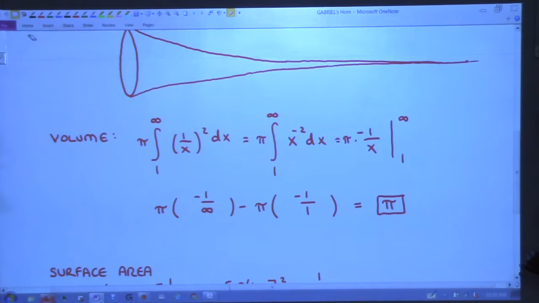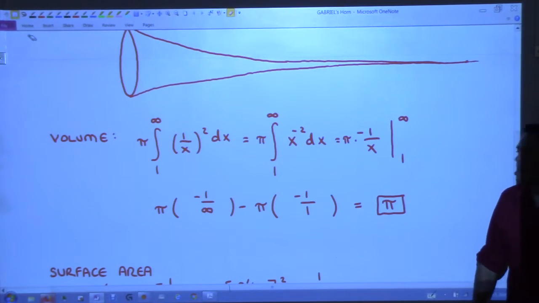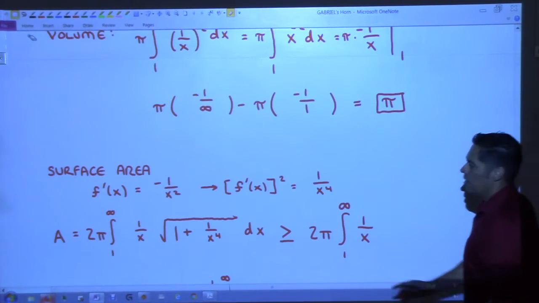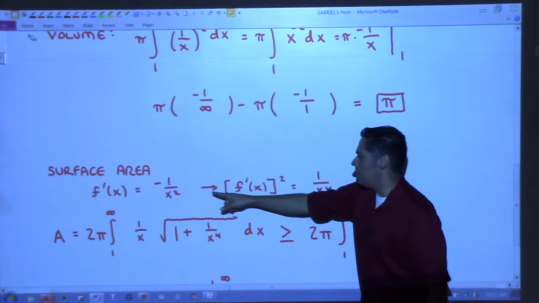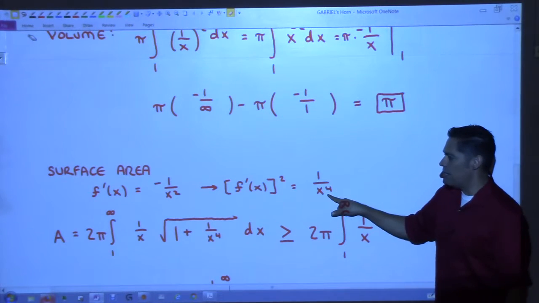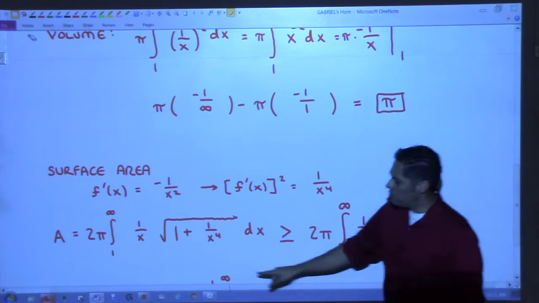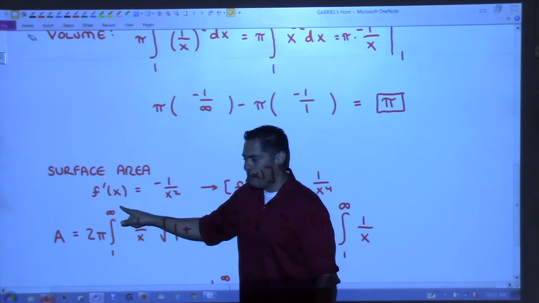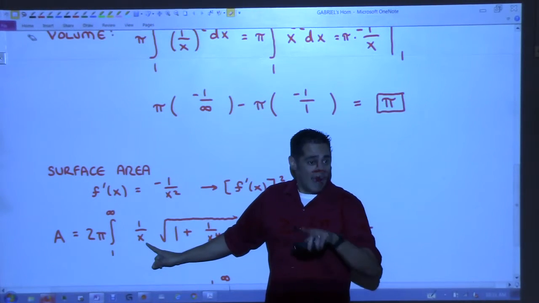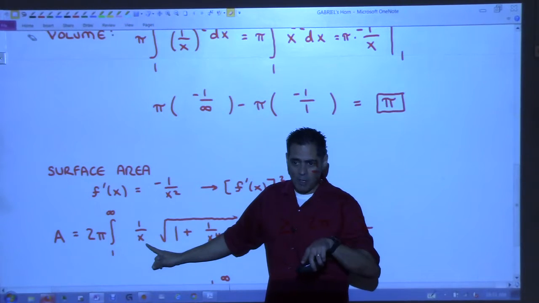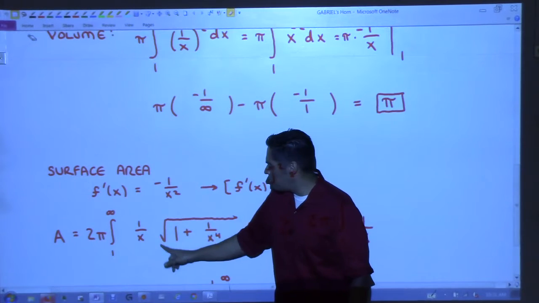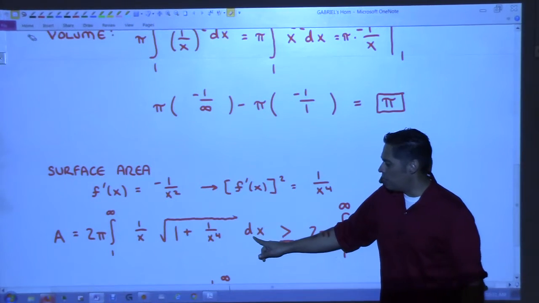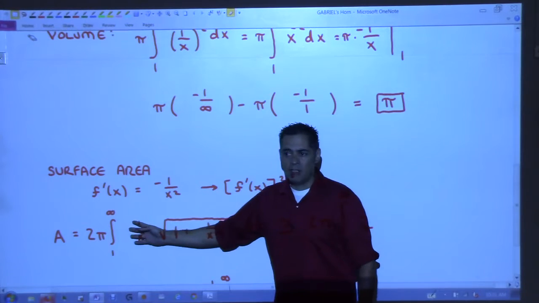With me? Okay. What about its surface area? Well, how would we do the surface area? We would need to take the derivative of the function, right? 1 over x. Take its derivative, so I already did that, there it is. Then we need to square it, which would give us this. And then I would do 2 pi, 1 to infinity, then this would be y in the formula, and this would be my ds. So y is the function itself, square root of that, and then I'm integrating with respect to x. This integral is very difficult to do.